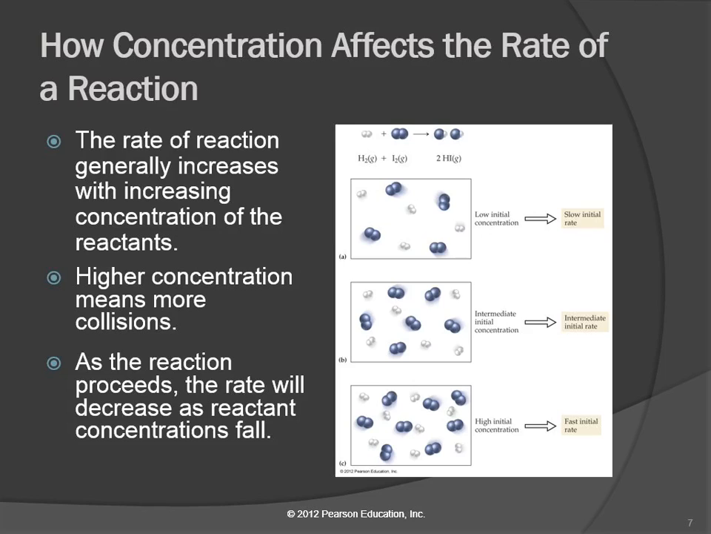Concentration also affects the rate of a reaction. So the rate of a reaction will generally increase with increasing concentration. If we look at these three pictures, we've got low concentration, intermediate, and high. In a high concentration situation, these particles, now we're looking at hydrogen and iodine forming hydrogen iodide, have to run into each other. They're much more likely to run into each other in this crowded condition than they are here.